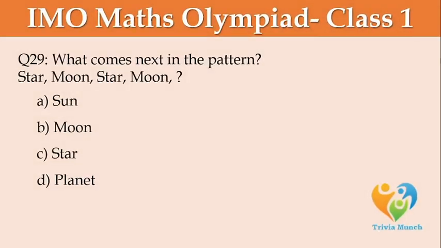What comes next in the pattern? Star, moon, dash. Option A, sun. Option B, moon. Option C, star. Option D, planet.